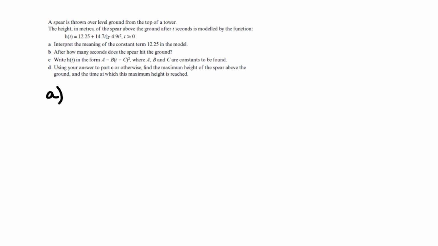So 12.25 plus 0 is just 12.25, which means that at 0 seconds, or at the instant it's thrown, the height is already 12.25, which means that the tower must be 12.25 meters tall. Because if the spear has not yet been thrown, but its height is already 12.25, and because it's being thrown from the top of a tower, that means that 12.25 must be the height of the tower. So height of the tower, and that's how you interpret the meaning of the constant term 12.25.